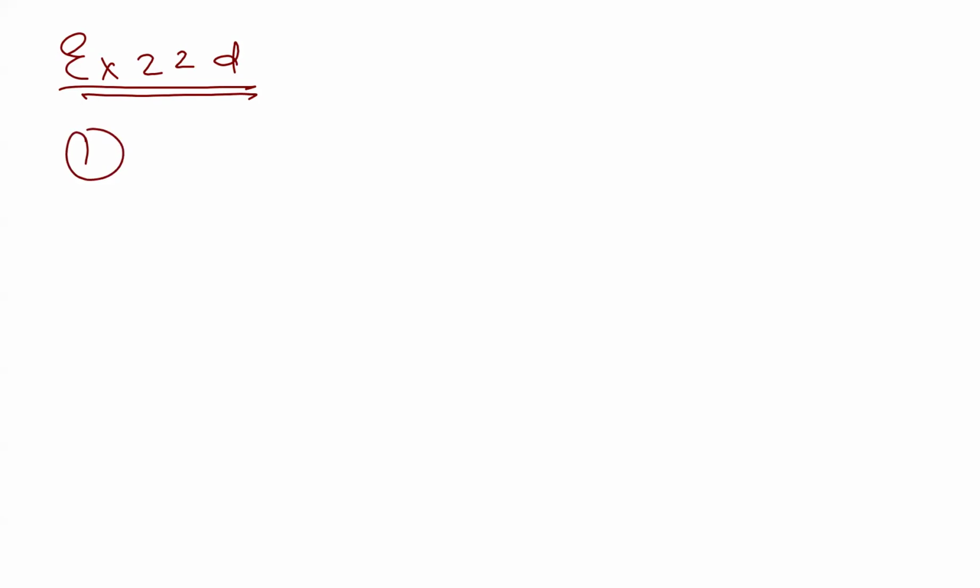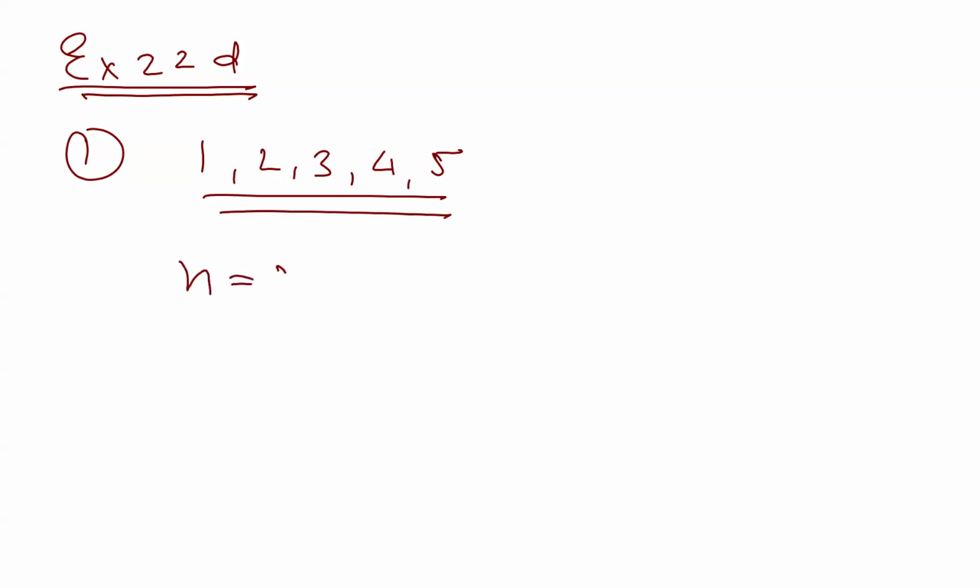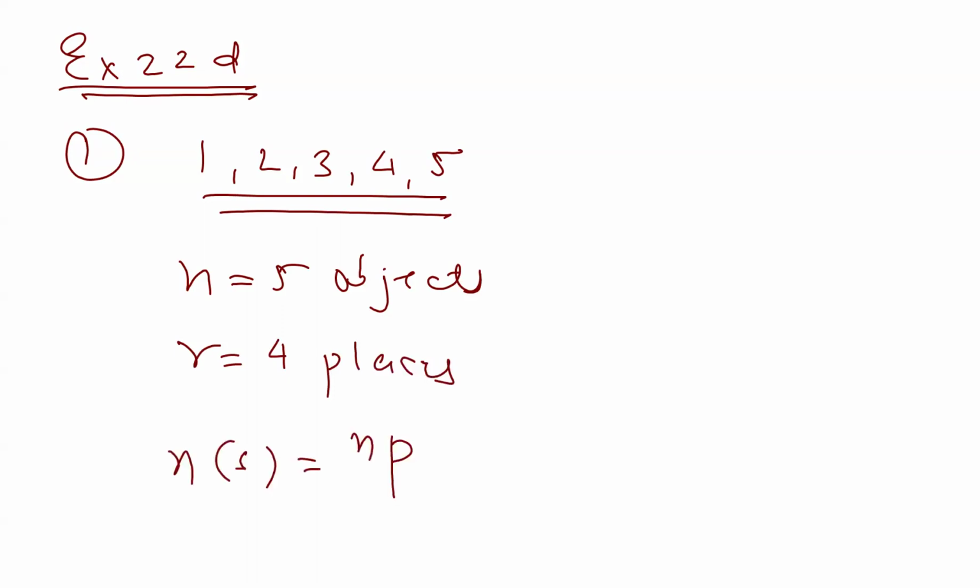Four-digit numbers are formed by using the digits 1, 2, 3, 4, 5. Using this, we are supposed to prepare a four-digit number without repeating the digits. So, sample space. Now n is equal to 5 objects, r is equal to 4 places. So n of S is equal to nPr, which is equal to 5P4. And if you calculate 5P4 on a calculator, it will be 120.